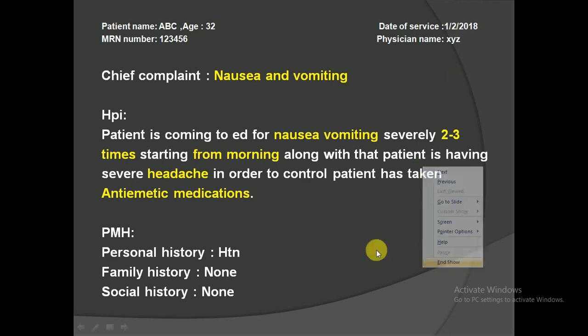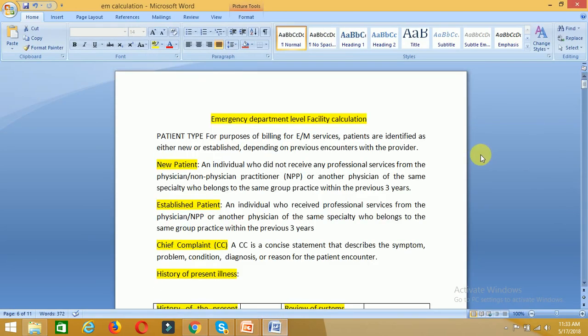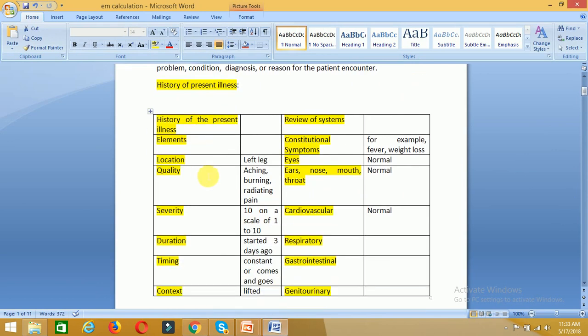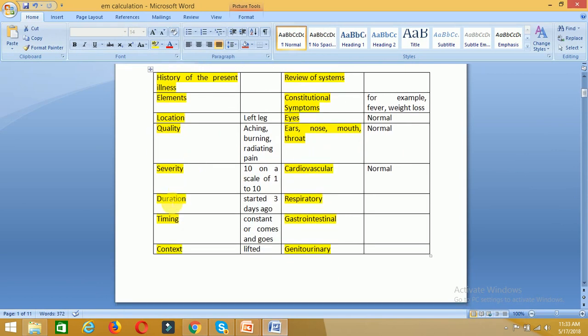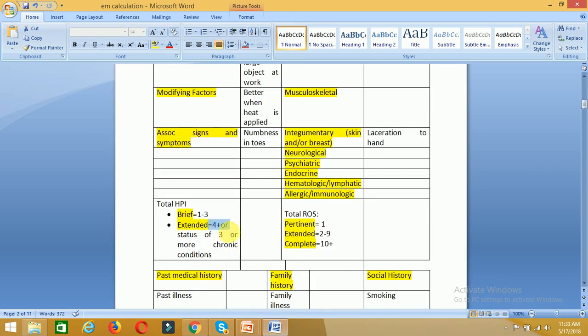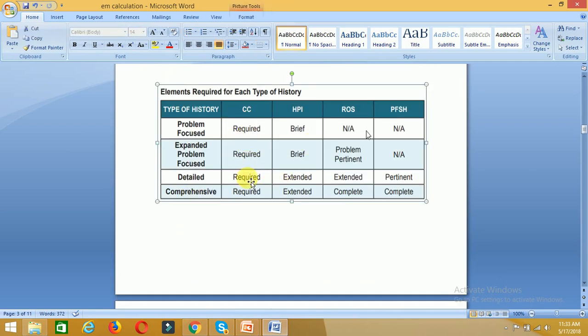Now we will go to the E/M table. See, this is the E/M table. So I got the chief complaint and HPI. How many elements did I get? Severity, duration, modifying and associated, 4. So 4 means it is extended. Okay, so in this table I got CC, HPI elements as extended, and we will see ROS.